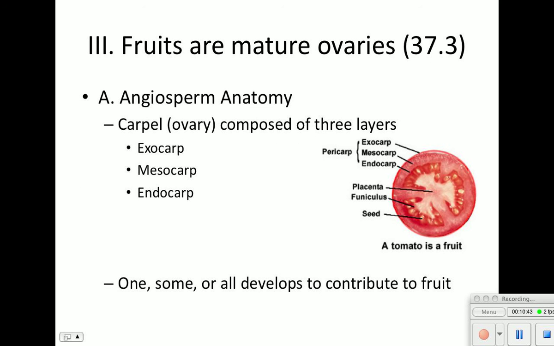Okay, fruits are mature ovaries. When we look at the angiosperm, the carpel, which is another word for the ovary, has three layers. We have our exocarp, which is the outer layer. In this case, tomato is a fruit. We have the mesocarp, which is kind of the middle layer, and then we have the endocarp, which is kind of the area with the jelly substance of a tomato, if you want to think of it that way.